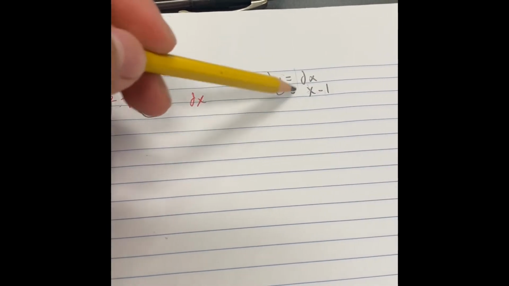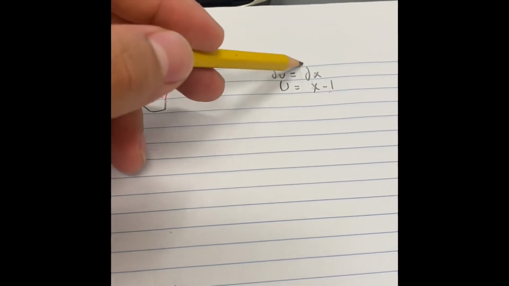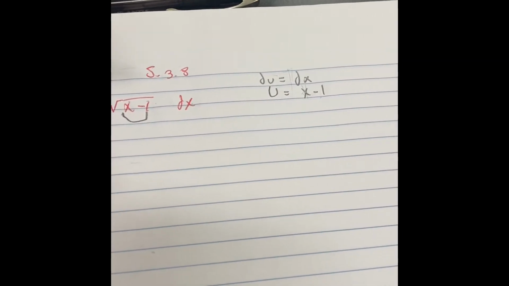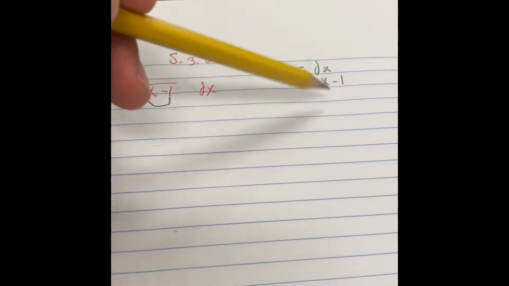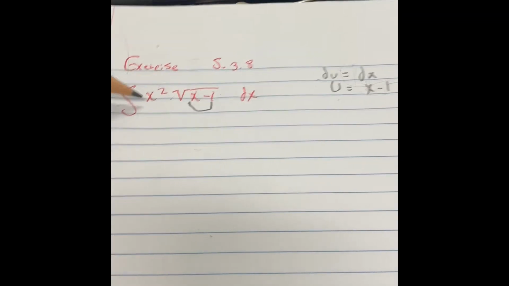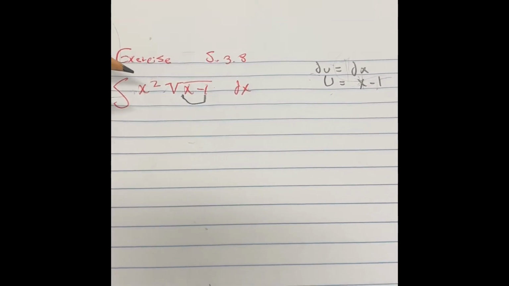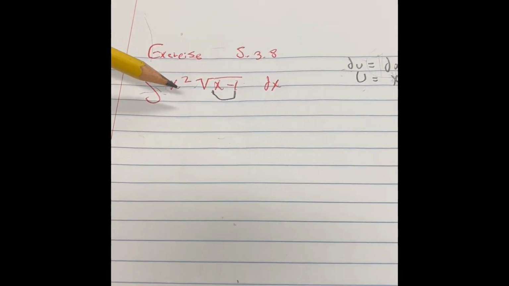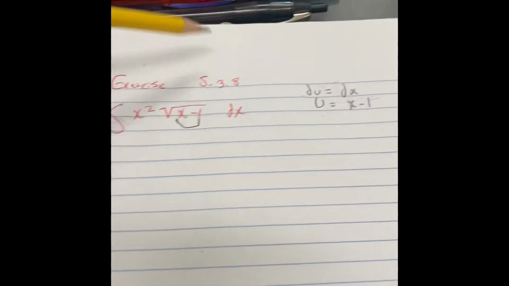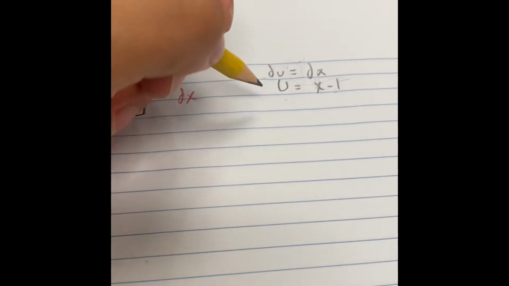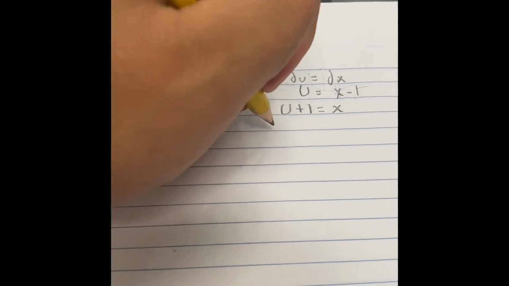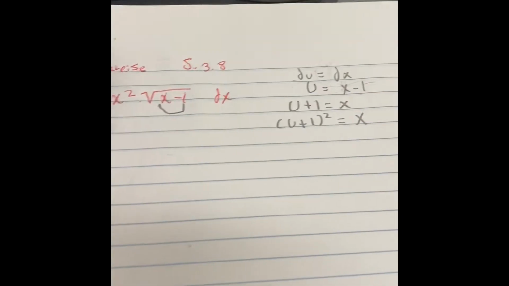Because the derivative of x is 1 and the derivative of minus 1 is 0. So it will be 1 dx, or only dx. Now, notice that with these two, we cannot cancel the x squared that is here. So we need to find what is the u value equivalent to x squared. So we know that u plus 1 is equal to x. So that means that u plus 1 squared is equal to x squared.